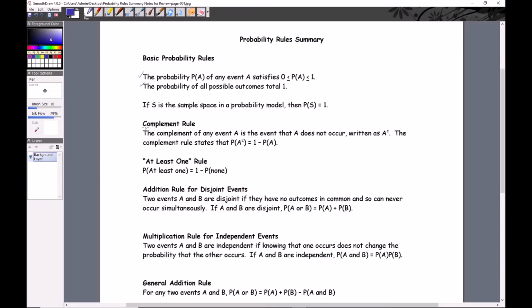All right, complement rule. I'm going to put a little asterisk here because the complement rule is just a great way to save yourself some time. Just remember that the complement of any event A, that A happens, is that it doesn't happen. So there are only two outcomes for A. Either it happens or it doesn't. So the two must add up to 1. So if you know the probability of A, then you can automatically figure out its complement by subtracting the probability of A from 1.